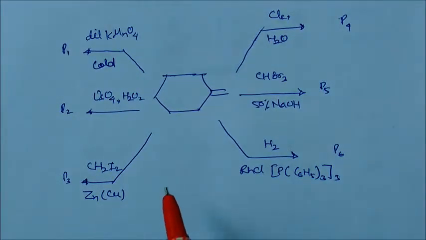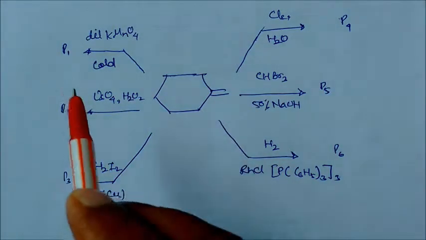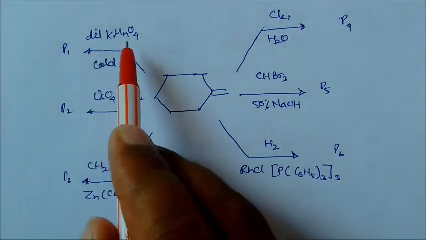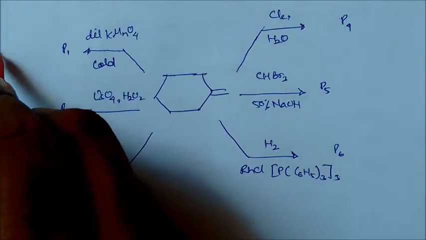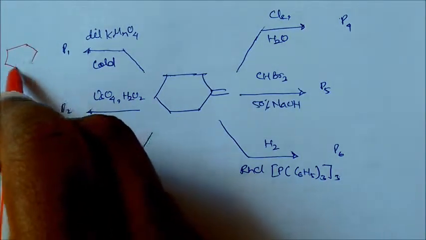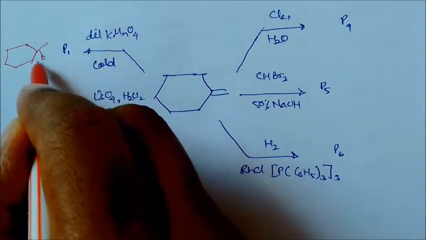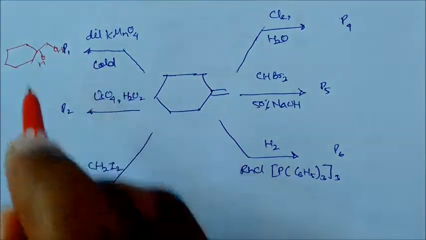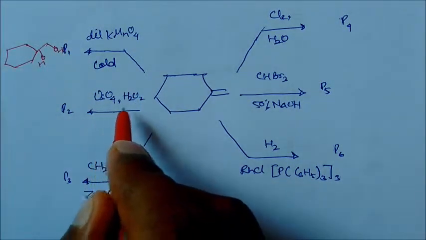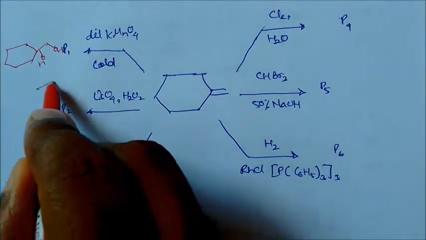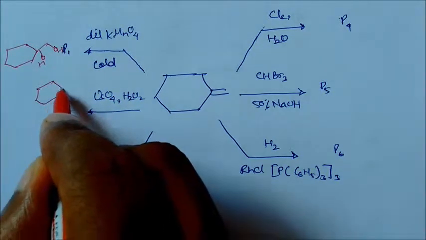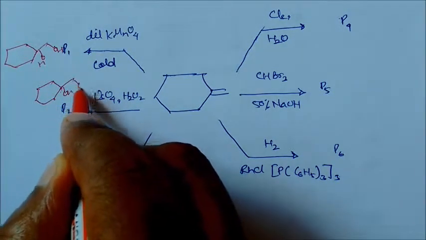Now in this case, same thing is there, but here cold dilute KMnO4. So in this case, we will get a product like this one. There will be formation of glycol over here, cis glycol. Osmium tetroxide, here also the same phenomenon takes place. So we will get the same product, OH and OH this side.